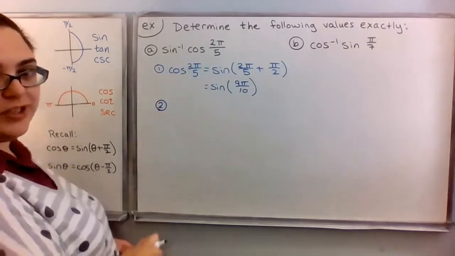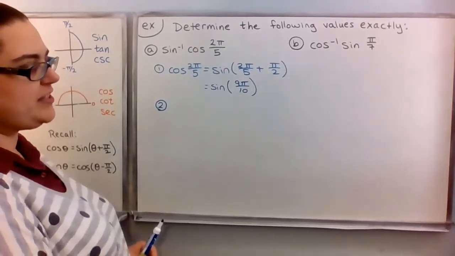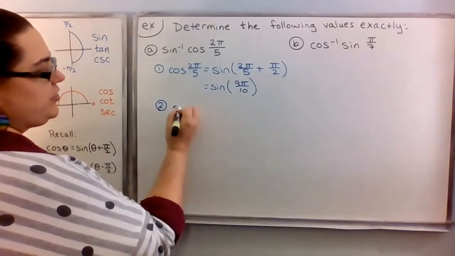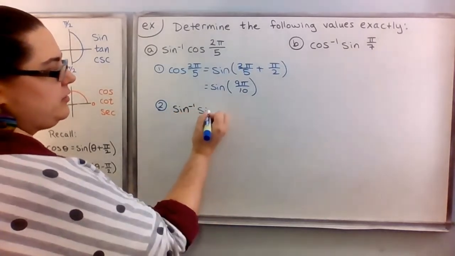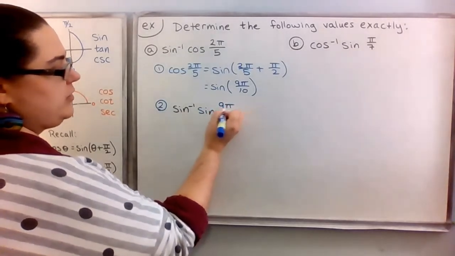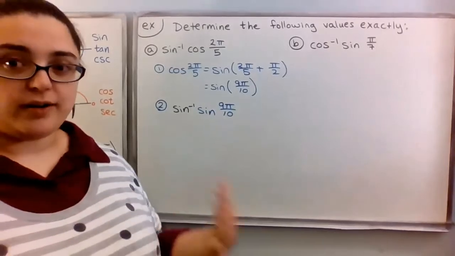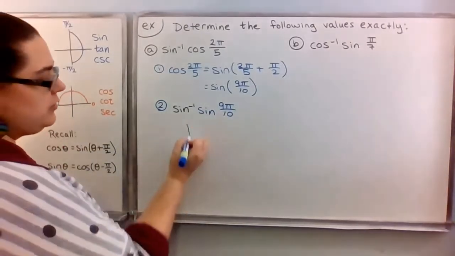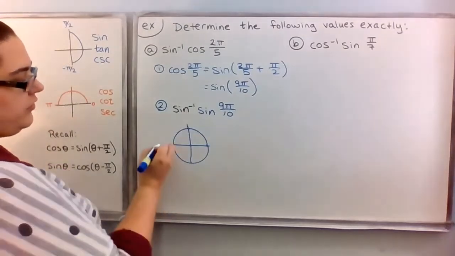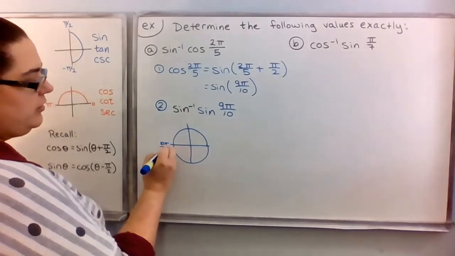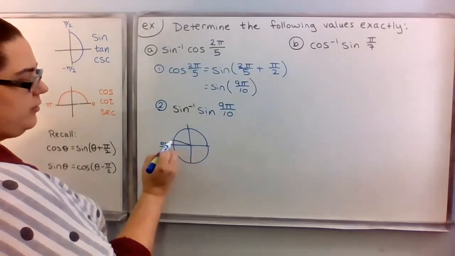Secondly, we can go ahead and rewrite it, and then we can solve it like we just did with the previous examples. So we have inverse sine. Now we have sine of 9 pi over 10. So let's sketch out where 9 pi over 10 lives. If this is my 10 pi over 10, 9 pi over 10 is going to be pretty close to that.